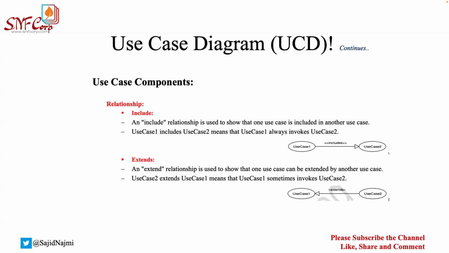So now, what are these two relationships? Include is mandatory. That means you cannot do use case 2 unless you have completed use case 1. If an include relationship is there, that means I cannot complete use case 2 unless I have already completed use case 1. Say an example: you're going to Amazon.com, and you have to see your profile. So let's say this use case 2 is nothing but view profile.